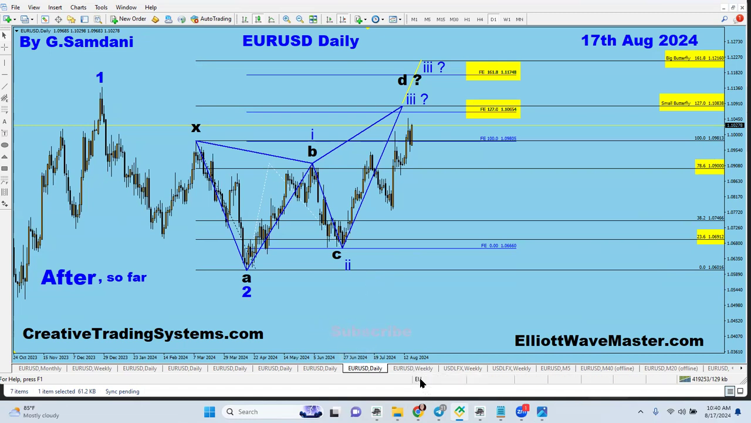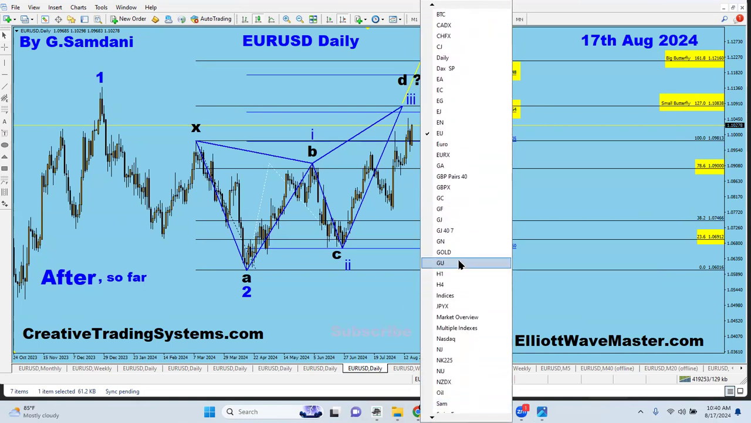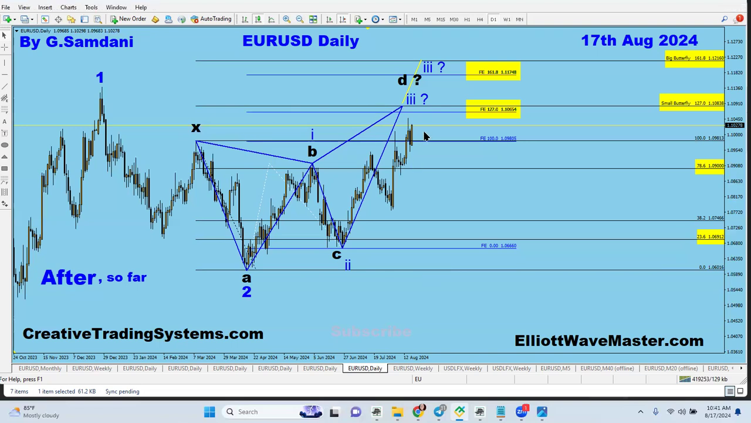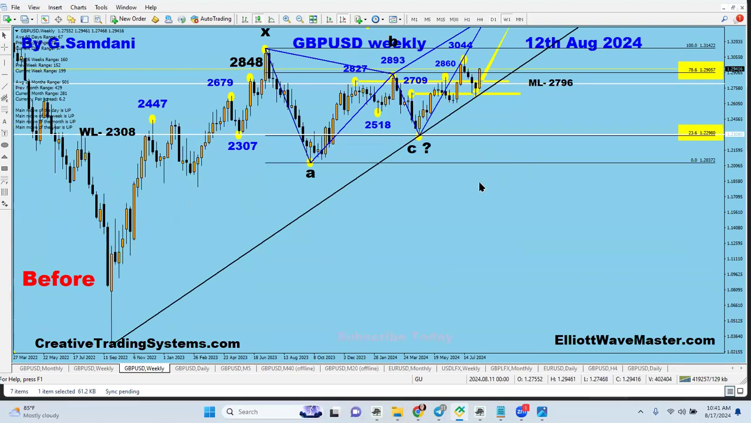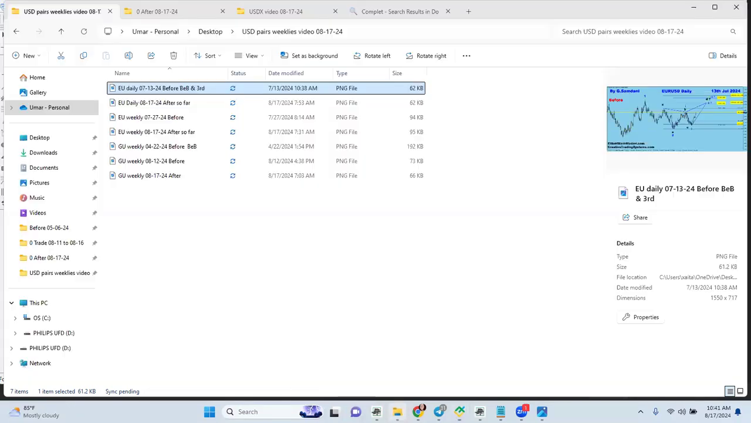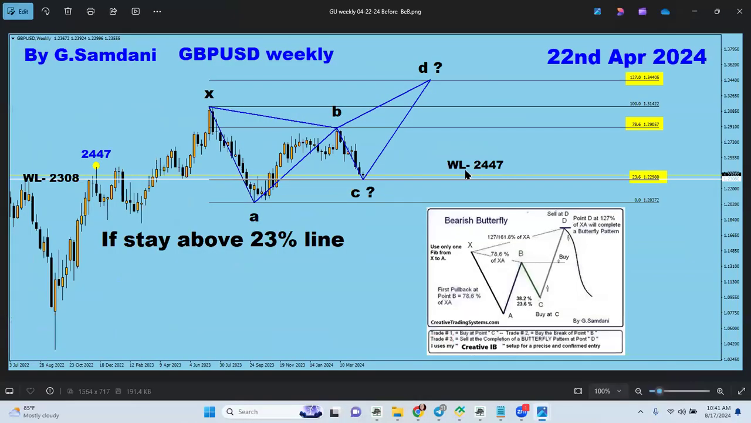So anyway, now let's go take a look at the pound USD. Euro USD is more to the upside, right? Because of the USD weakness, and I showed you. Now, pound USD. Let me show you the chart that I had for the longest time. This is the one I made on 22nd April.